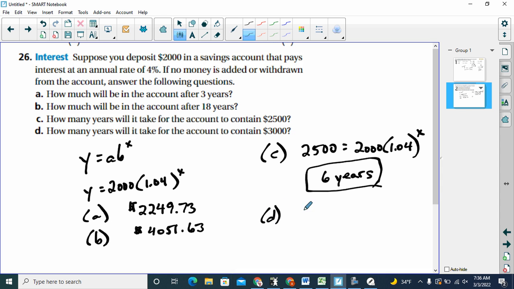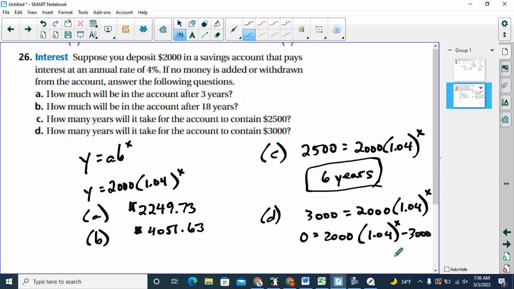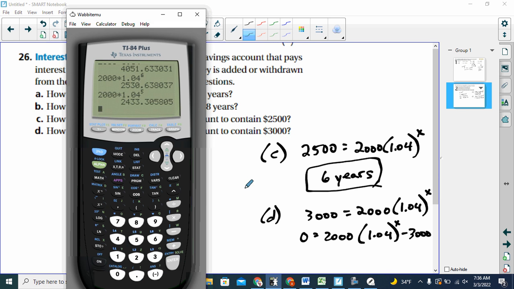Another way we could do it, let's do that in part D. If we plug 3,000 in for our y, we know how to solve equations by graphing. So to solve by graphing, the equation always needs to be equal to 0. So subtract 3,000 from both sides. So I get 2,000 times 1.04 to the x minus 3,000. Go to y equals and graph the equation. 2,000 times 1.04 to the x minus 3,000.